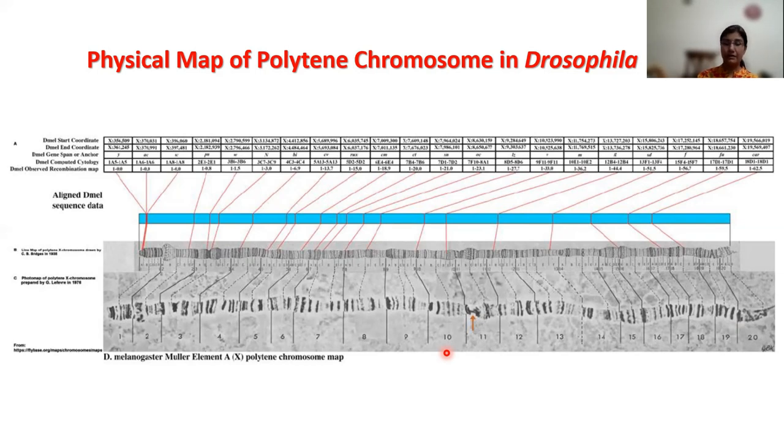Later, the Sorsa group, with the advent of transmission electron microscopic images of these polytene chromosomes, also developed a physical map of the polytene chromosome from Drosophila. And they saw that the cytological map developed by Bridges could be extended and identified further from the transmission electron microscopic image. That means in the 1930s also, Bridges did an excellent job in giving the physical map of the polytene chromosome with such accuracy and detail. Now, this physical map is available on the online repository of Drosophila, that is FlyBase.